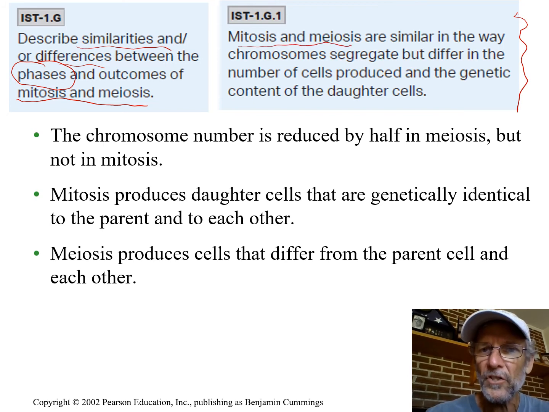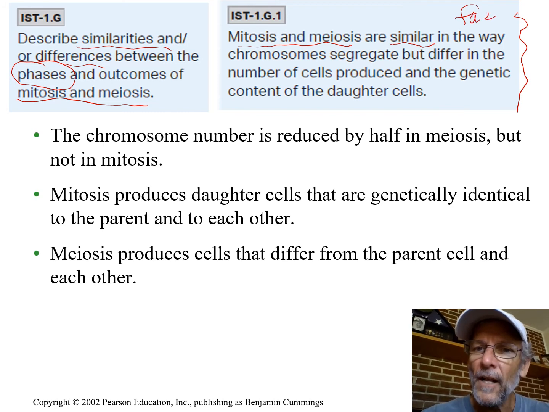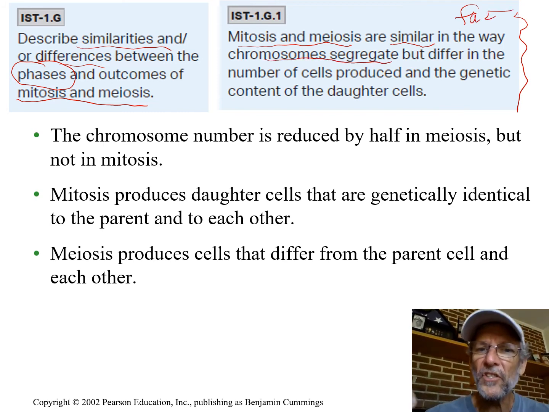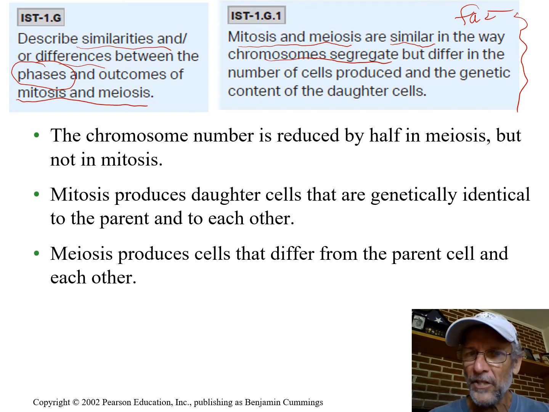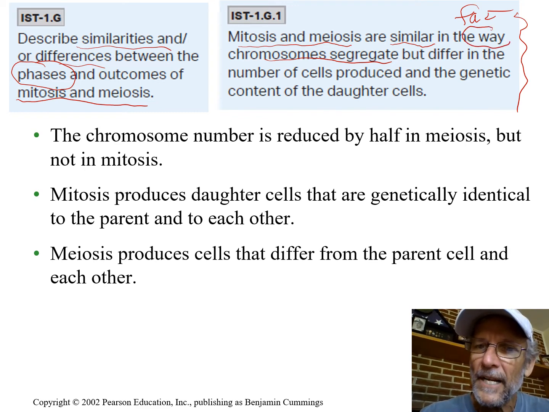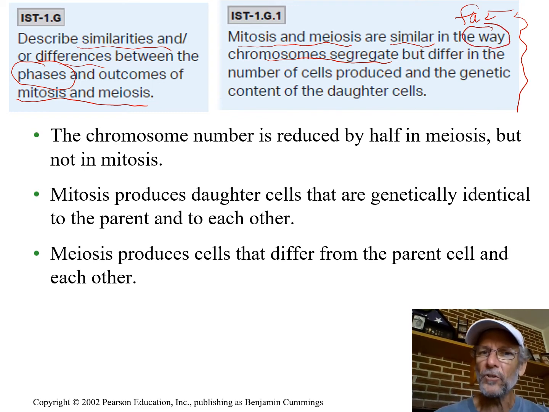Mitosis and meiosis are similar in the fact that chromosomes separate. There's some kind of separation, and Mendel used the word segregate, and they chose to use that word here. But the way that they segregate is quite different when you're talking about meiosis 1, where homologous pairs separate. That kind of separation never occurs in mitosis, so they really should have, I'll have to make a phone call, they really should have worded that part differently.